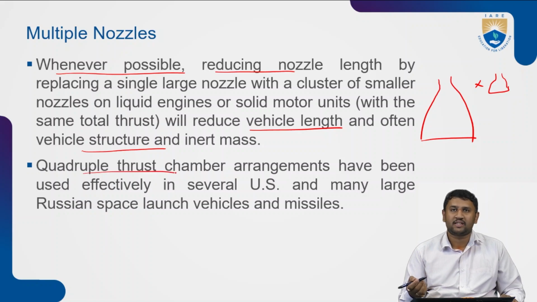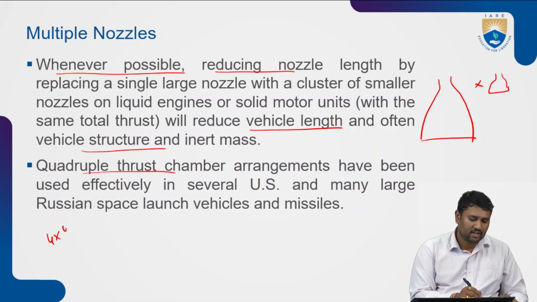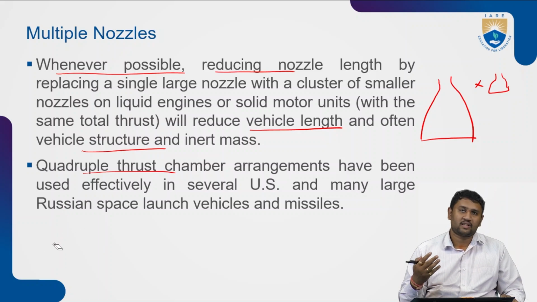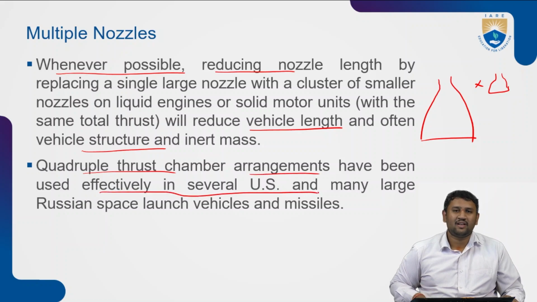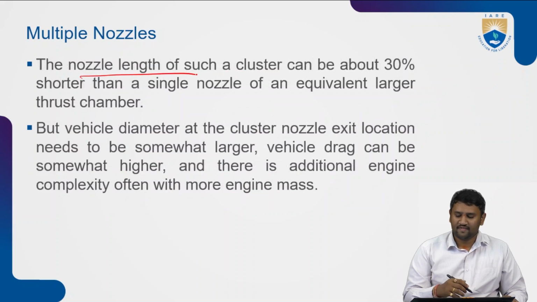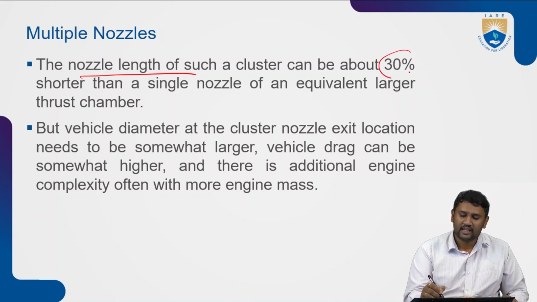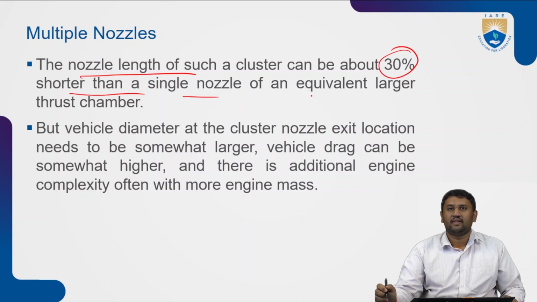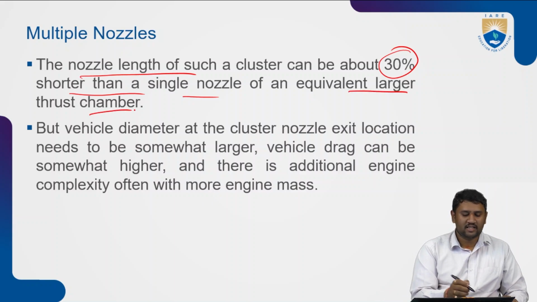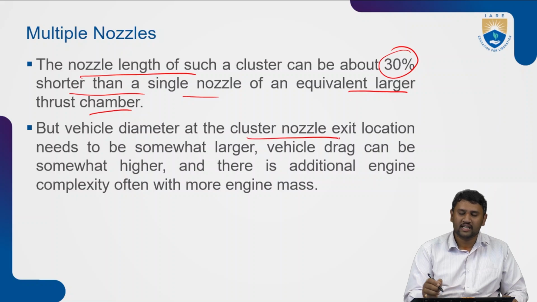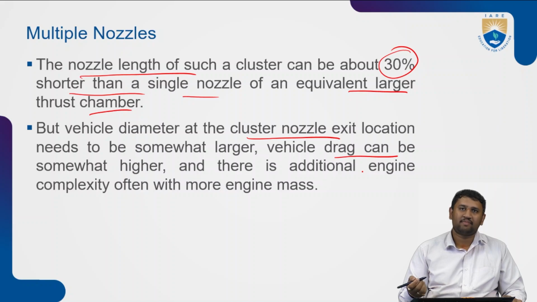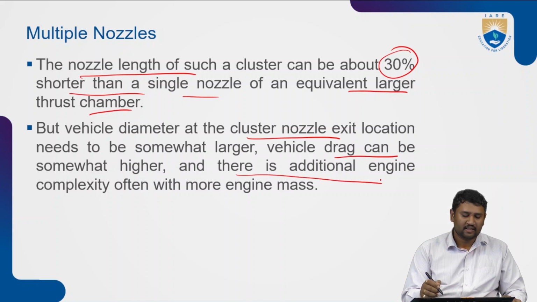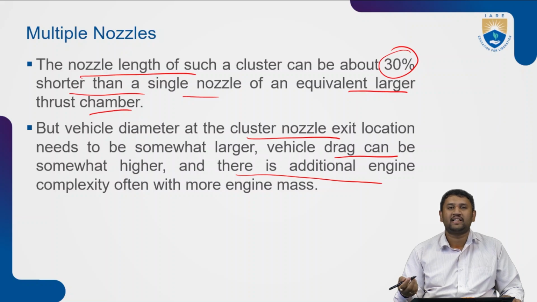Now, quadruple thrust chambers means 4 sets of thrust chambers are arranged and used effectively in several US as well as many large Russian space launch vehicles as well as missiles. Now, the nozzle length of such a cluster can also be about 30% shorter than a single nozzle of an equivalent larger thrust chamber. But the vehicular diameter at the cluster nozzle exit location needs to be somewhat larger because the vehicle drag can be somewhat higher, and in addition, the engine complexity is often higher, with more engine mass.